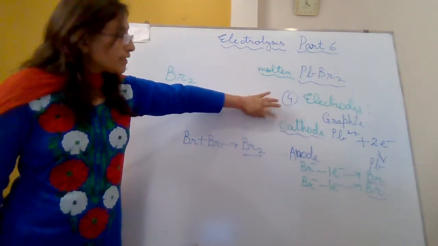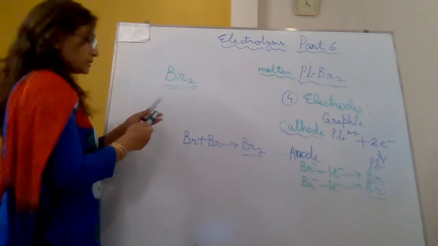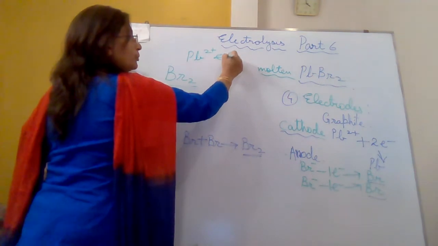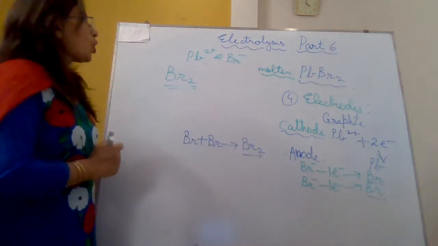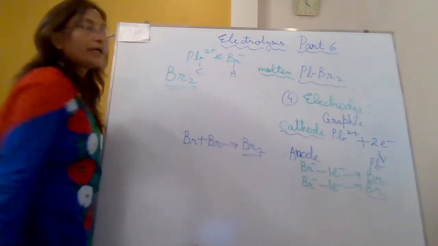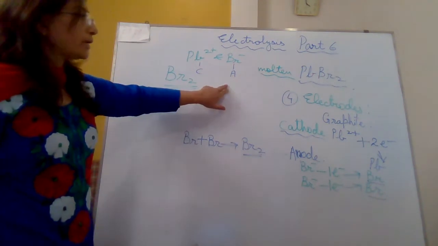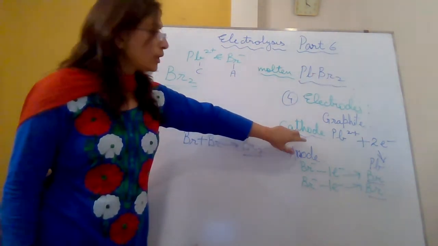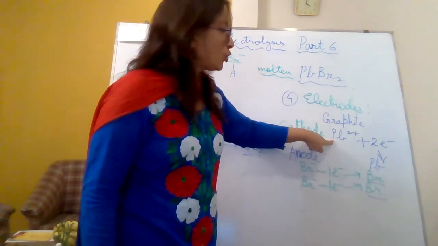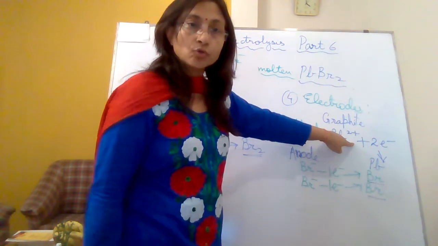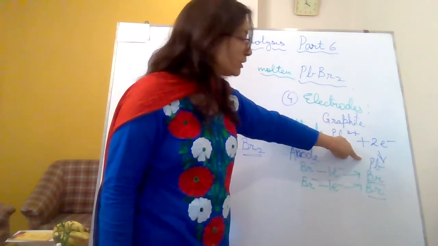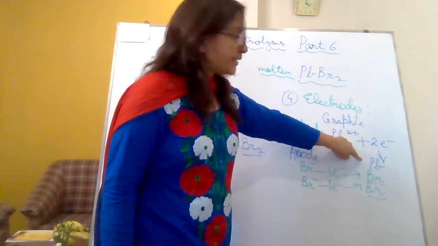So in this whole case, in lead bromide we had the lead ion and the bromide ion. So obviously the lead ion migrated towards the cathode and the bromide ion migrated towards the anode. So what was the reaction at the cathode? The cation, which was lead, migrated towards the cathode. There it gained 2 electrons, and by gaining these 2 electrons it produced the neutral atom of lead.